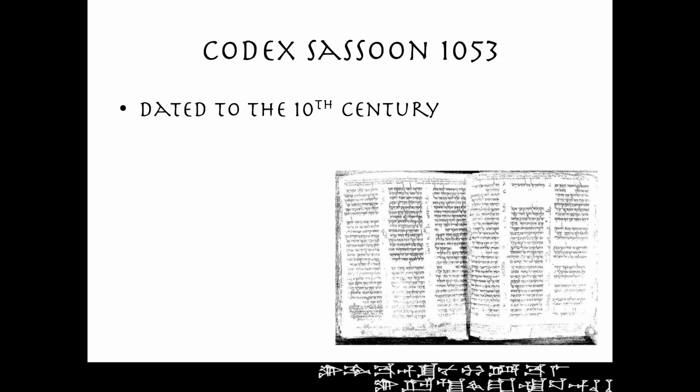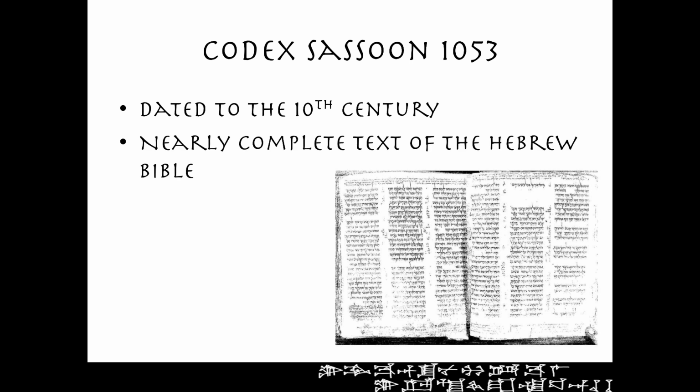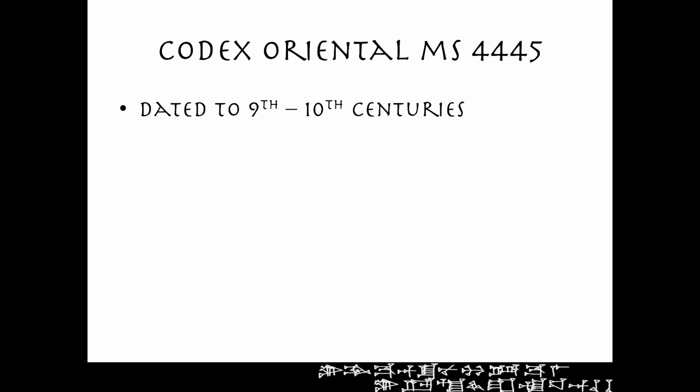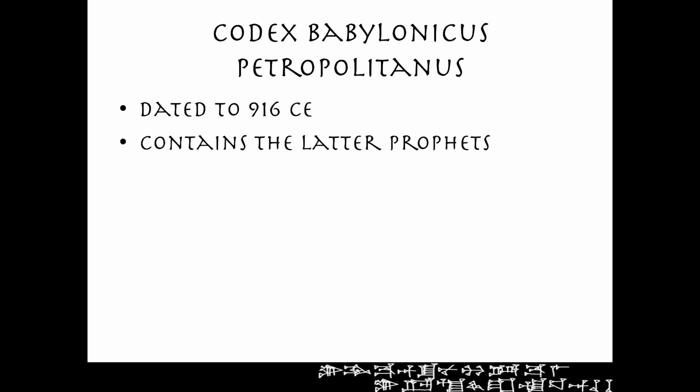Codex Sassoon 1053 is dated to the 10th century, and it is also a nearly complete text of the Hebrew Bible. Some portions missing, but as you can see, very well preserved. Codex Oriental MS 4445 is dated to the 9th to 10th centuries, and it contains the Torah. Finally, Codex Babylonicus Petropolitanus is dated to 916 CE, and it contains the latter prophets.